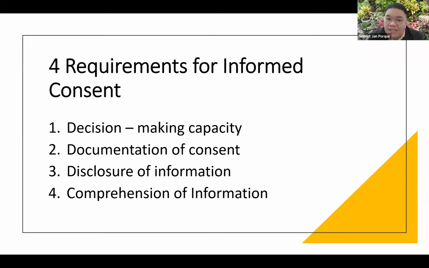So 1, decision-making capacity. That individual needs to have decision-making capacity. Now, give me an example of an individual who does not have the decision-making capacity. Unconscious patient, sir. Patient na unconscious, that's one. What else? Infant. Yung patients na may mental illness. Infants, babies, sir. Good. Those are examples of patients who could not yet decide for themselves.